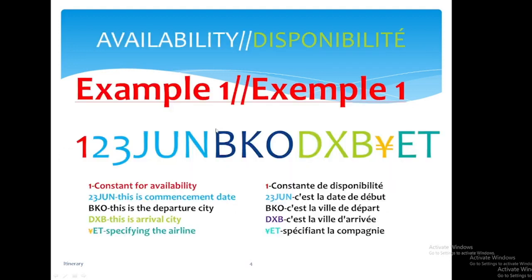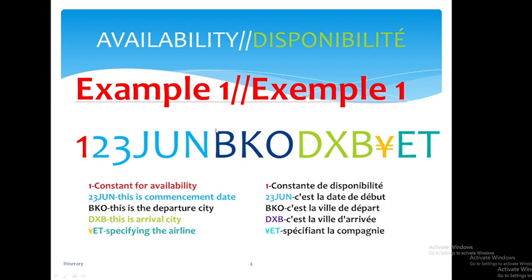Now this is an example. For availability, 1 is a constant. Then you put the date, which for this example is 23 June, and the city pair, Bamako, Dubai. BKO means Bamako, DXB means Dubai, and the city pair must always come together. The first one is the departure city, the second one will be the arrival city.